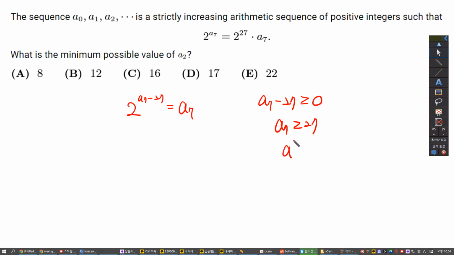And so, because we want to find the minimum value, what will be the minimum power of 2 greater than 27? When you think of this power of 2, which one is greater than 27? 8 is here. So the first value greater than 27 occurs at 2 to the fifth power, 32. So we can start with this. The a7 is 32.